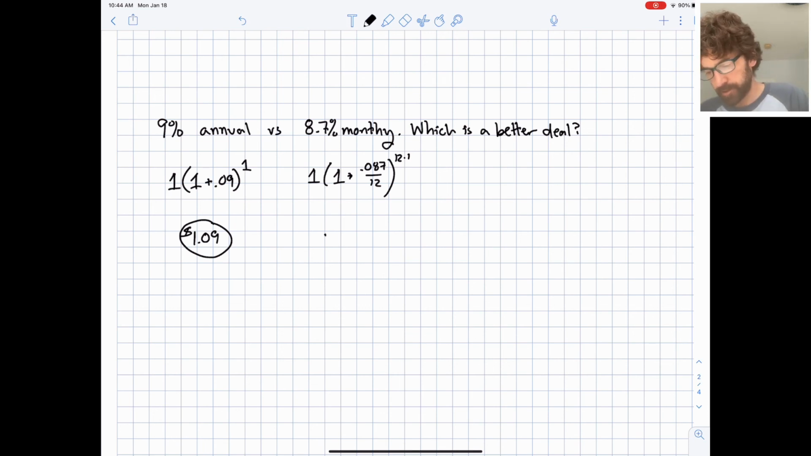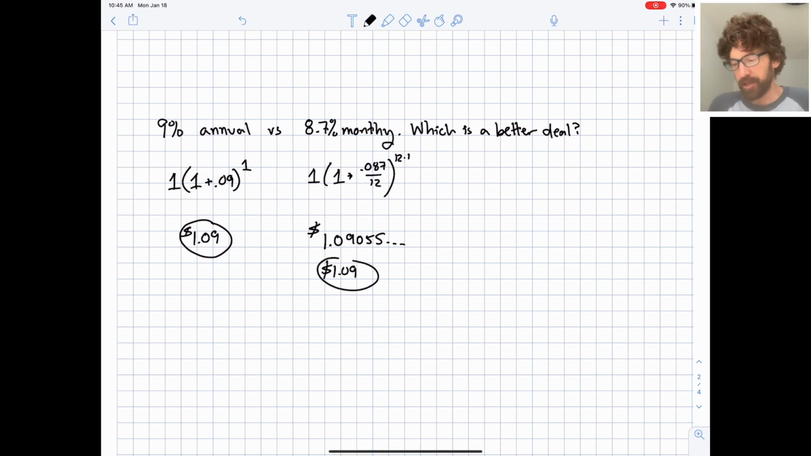And once I do that math, I get 1.0905. And I suppose if you were just rounding to the cents, it would be exactly 1.09. But hopefully you can see that the monthly compounding would give us a slightly higher effective interest rate, just because we're compounding more frequently, even though we have a lower interest rate overall.